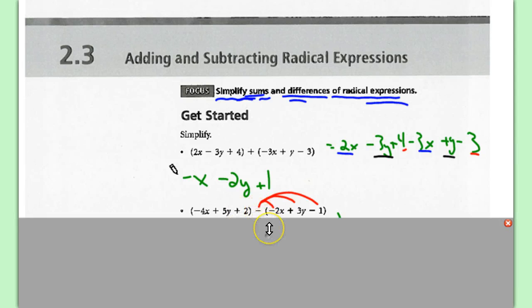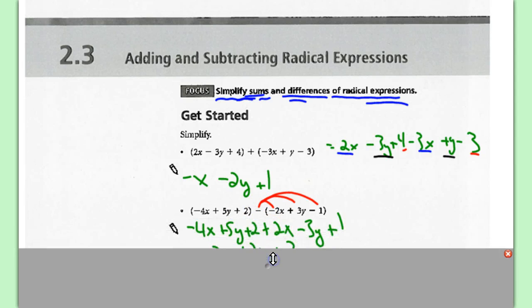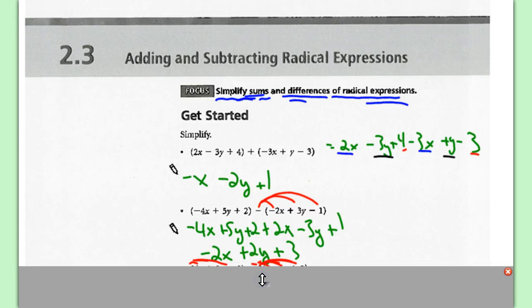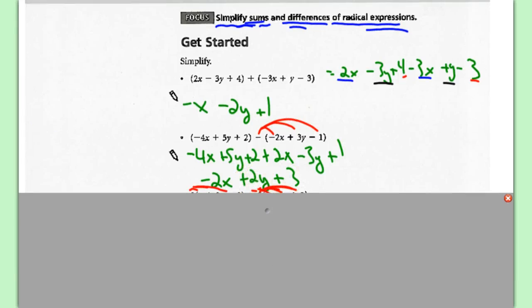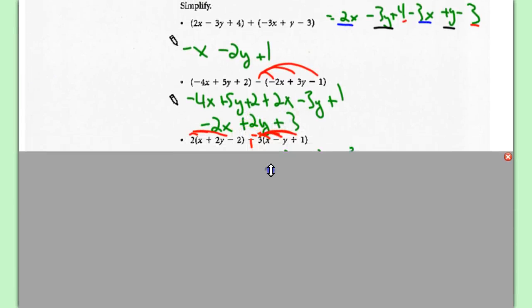So again, complete it and then come back and see. When I complete it, I know that if I distribute that negative to all three terms, I get a positive 2x, a minus 3y, and a plus 1. Right, so when I collect my like terms, I get minus 2x, plus 2y, and plus 3. Okay, what about the next one?